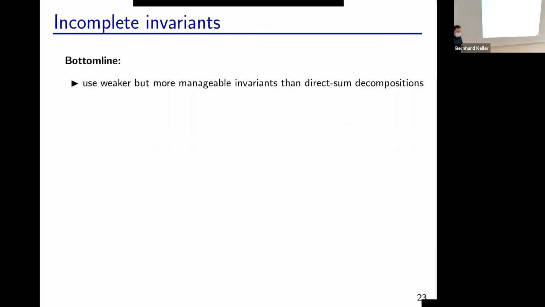Let me just spend maybe 1 minute, if Bernard allows me, to talk about one last approach, which is much more basic, but which has actually led to real implementations. Okay, so actual experiments. The idea is to use incomplete invariants.